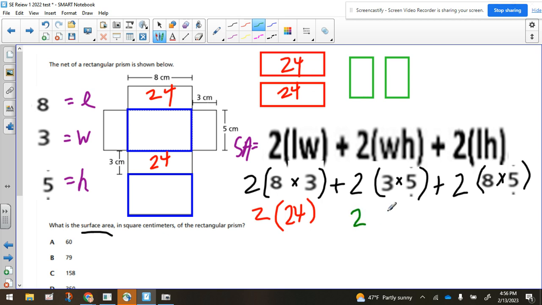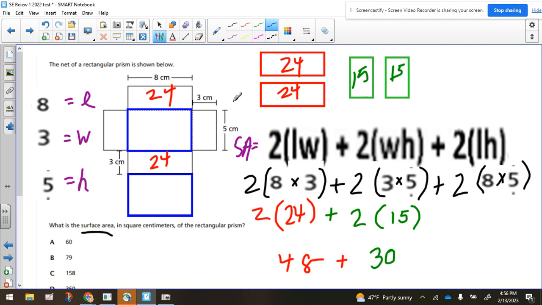So if we have 2 of those, 2 of the 15s, and we have to remember we're adding all this stuff together. So if this is 15 and this is 15, we have 2 of those. So it's my hope that you can see that the 2 times 15, or 15 plus 15, would be 30. And if we go back to this red grouping, if we have 2 of these, 2 times 24, or just add up the 24 twice, and we're going to get 48.